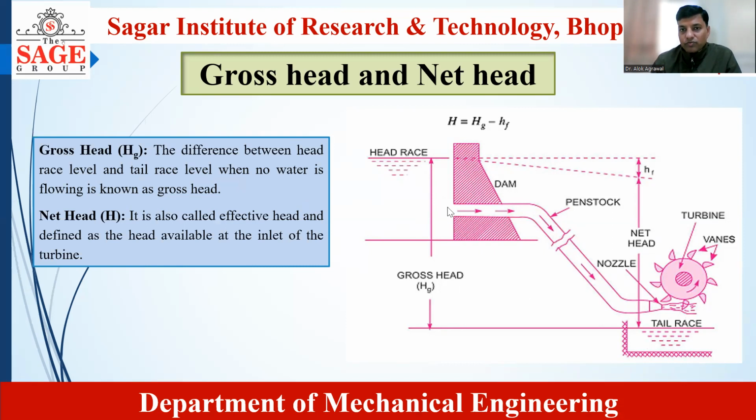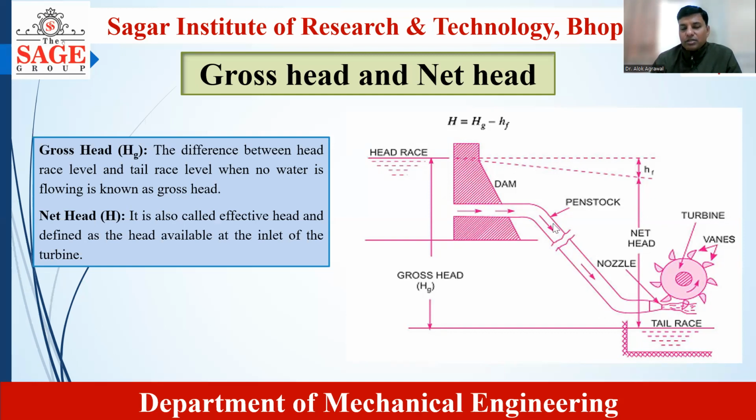So when the water is not flowing, the difference between the head race level and the tail race level is called gross head. But when this water flows, there is a loss of energy. So the effective head available at the entry of the turbine or the entry of the turbine blade is not the same as that of gross head.